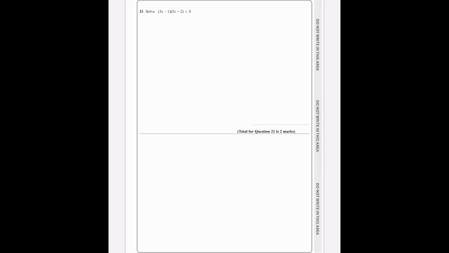For 21, so we're looking at two critical values, negative 2/5 and a third, and because it's less than 0, that's when the quadratic is below the x-axis. It's going to be the values of x that are in between those. If you can visualize it like that, it's much easier. You can test points, you can draw graphs, a number of ways, but negative 2/5 is less than x is less than a third.